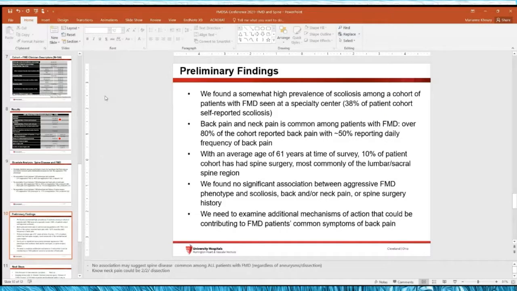And then like I said, we found no association between the aggressive phenotype and scoliosis, back pain, neck pain, or spine surgery. And this could suggest that there may not be a preference for the aggressive phenotype and scoliosis. In fact, it could be that spine disorders and the severity of neck pain or back pain could be prevalent among all patients with FMD, regardless of aneurysm or dissection status. And lastly, the findings of the study so far show that we need to examine additional mechanisms of action that could be contributing to our patients' common symptoms of back pain and neck pain.